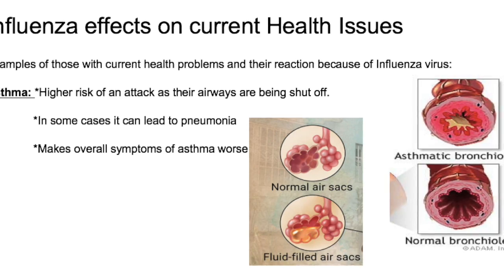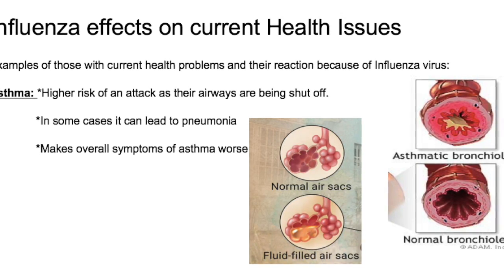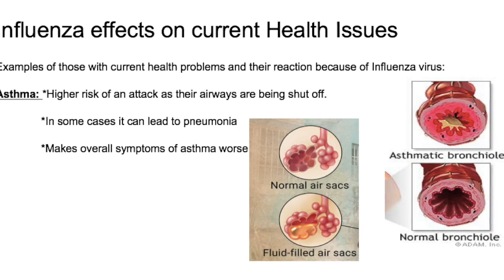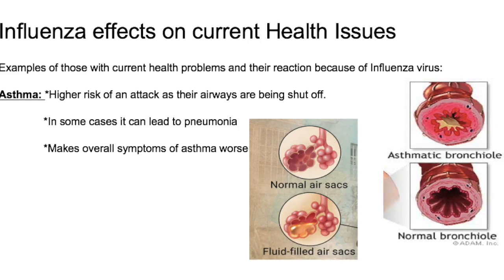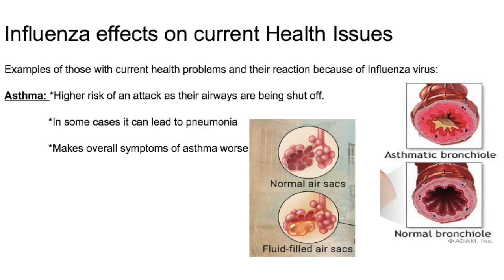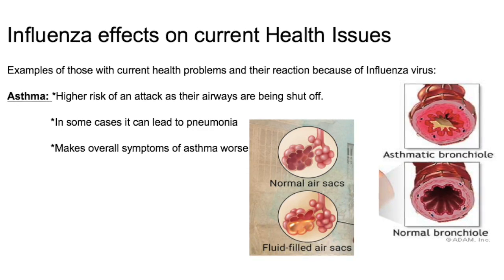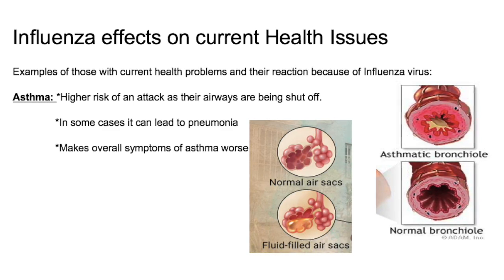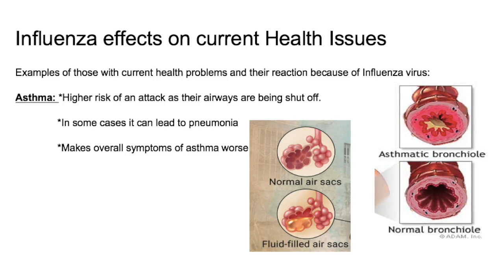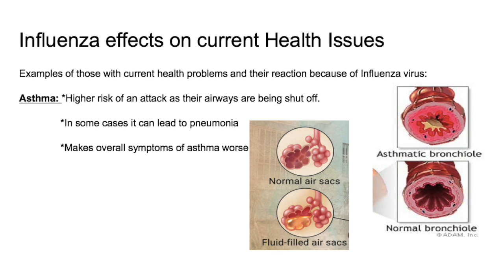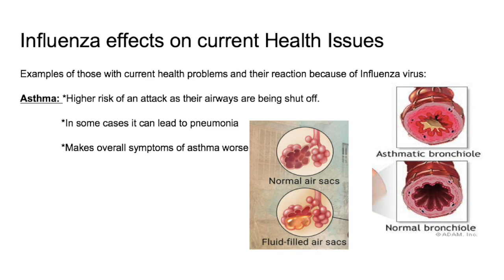So let me talk about a few illnesses that individuals are already faced with and the level of severity influenza can cause to make them even worse. First, individuals with asthma are at a higher risk of an attack, which you can see in the far right picture, where their bronchiole is becoming more and more closed off. In some cases, an individual can be diagnosed with pneumonia, shown in the left picture, which is an infection that inflames air sacs in one or both lungs and may fill with fluid. And in most cases, it makes asthma symptoms worse.